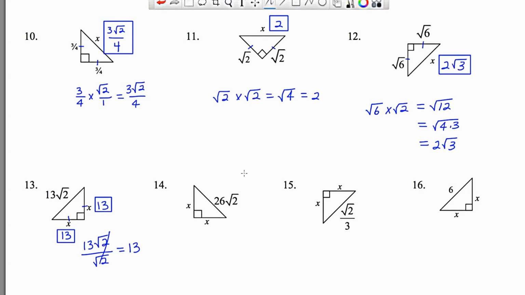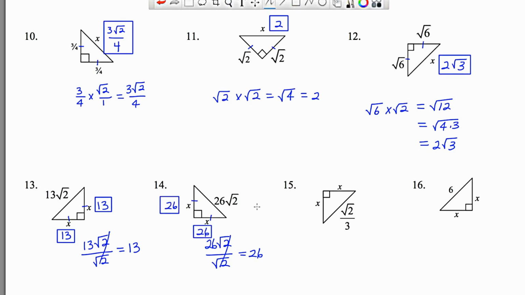Let's do that again. In problem number 14, they give us that the hypotenuse of this right triangle is 26 root 2. They also tell us that each leg is the same. Each leg has a length of x. So I know it's a 45, 45, 90 right triangle. If they give us the hypotenuse and I want to find the leg, I write down the hypotenuse. I divide by root 2. I notice that the root 2's cancel on the top and the bottom, and I'm just left with 26. So each leg is 26.